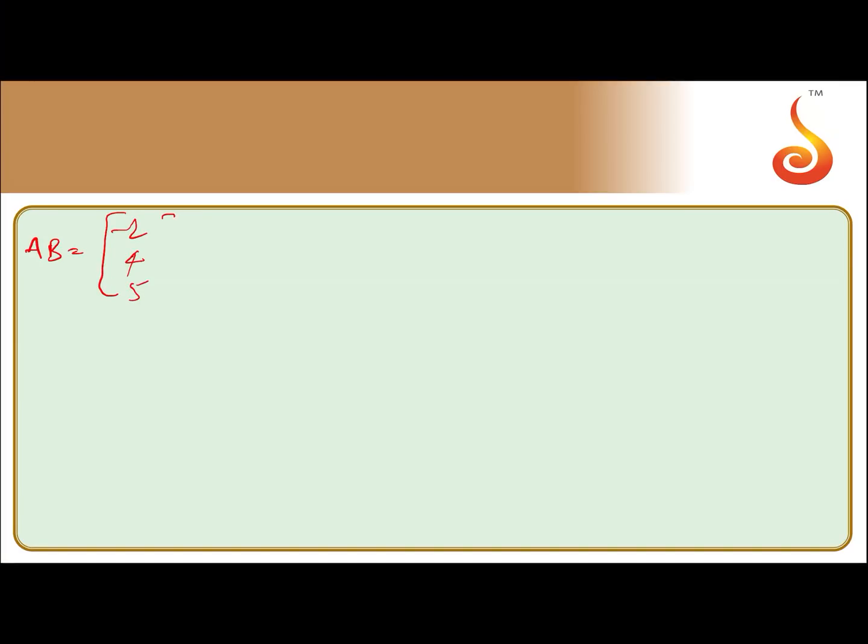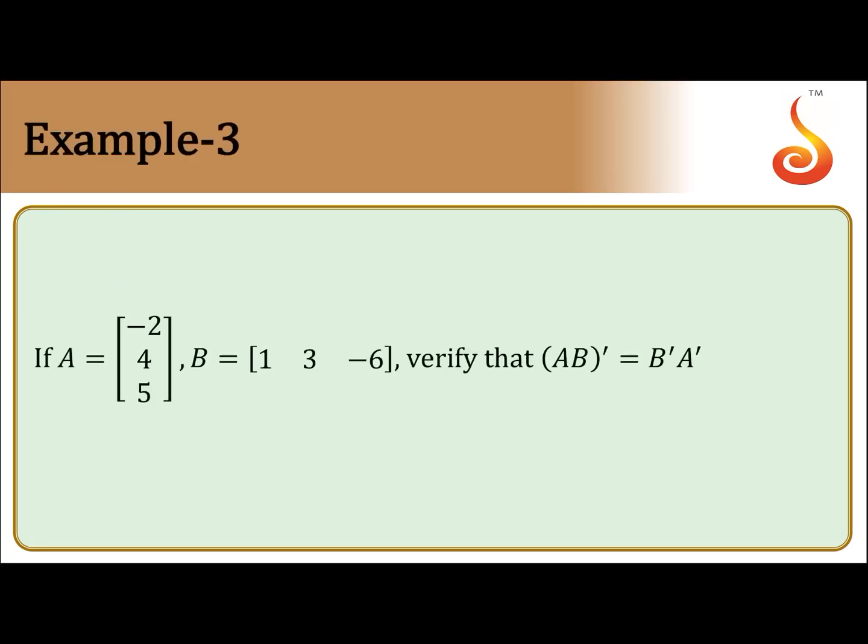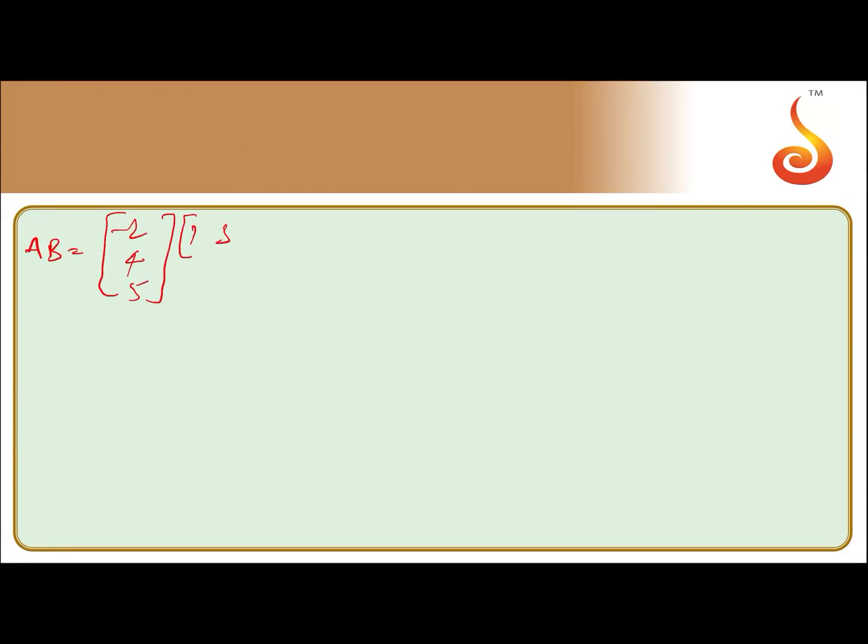[-2, 4, 5] multiplied by [1, 3, -6]. When you multiply, this is a 3 by 1 matrix and this is a 1 by 3 matrix, so you will get a 3 by 3 matrix. First row, first column is -2, first row, second column is -6, first row, third column: 2 6s are 12. So 4, next 12, next 24, next 5, 5 3s are 15, and 5 6s are 30.